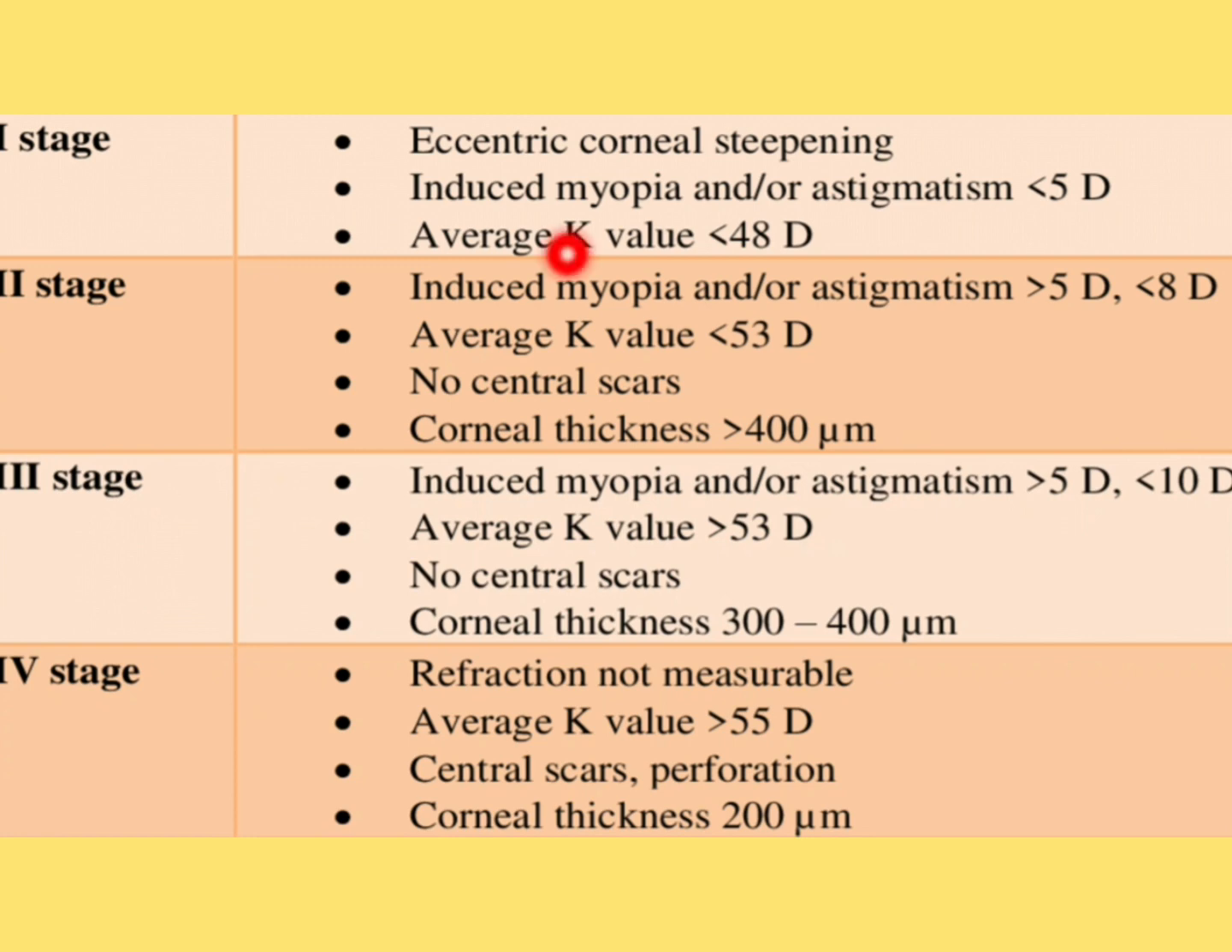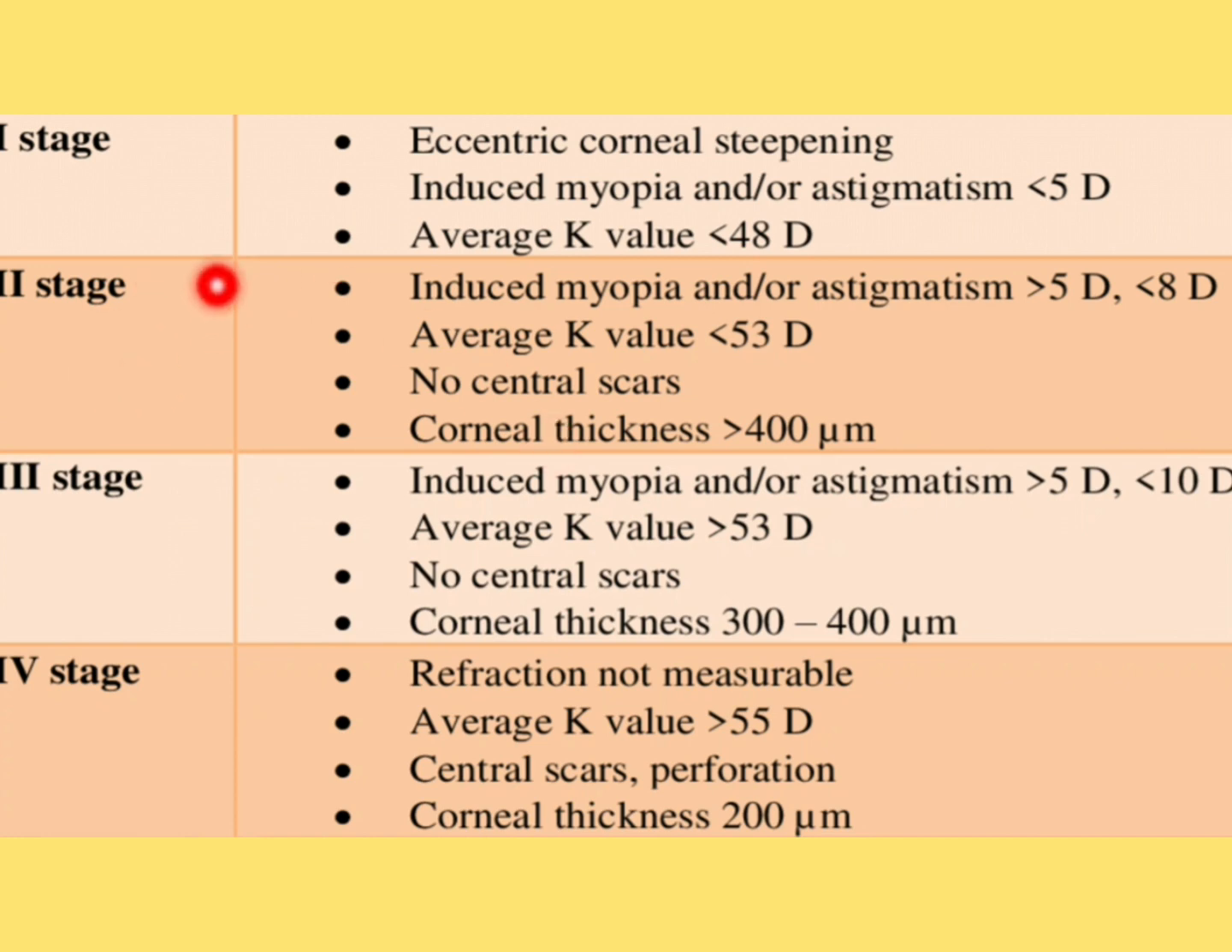So in stage 1 it is quite minimal. Here you will see myopia and astigmatism less than 5 diopter and average Kmax value less than 48. In Pentacam the Kmax value borderline is 47.20. If it is more than that, then we suspect the person may have some abnormalities going on. So if it is 48 or 49, you can say yes, it is stage 1 if the corneal thickness is in normal range, but the Kmax value is more than 47.20, then it is suspected.